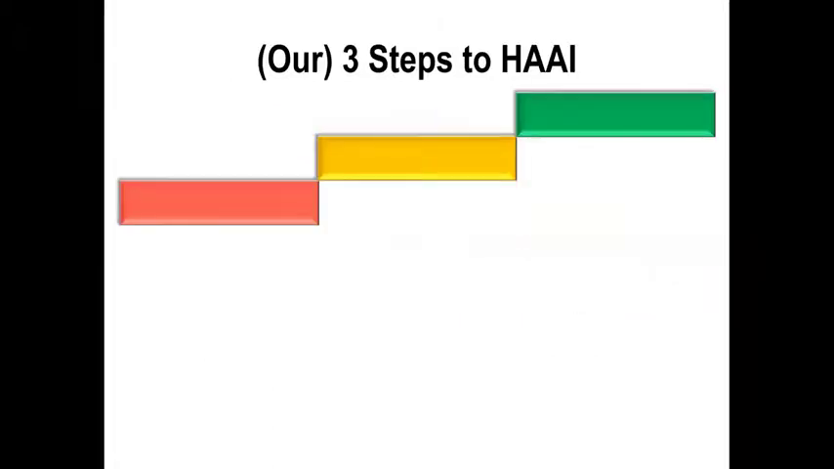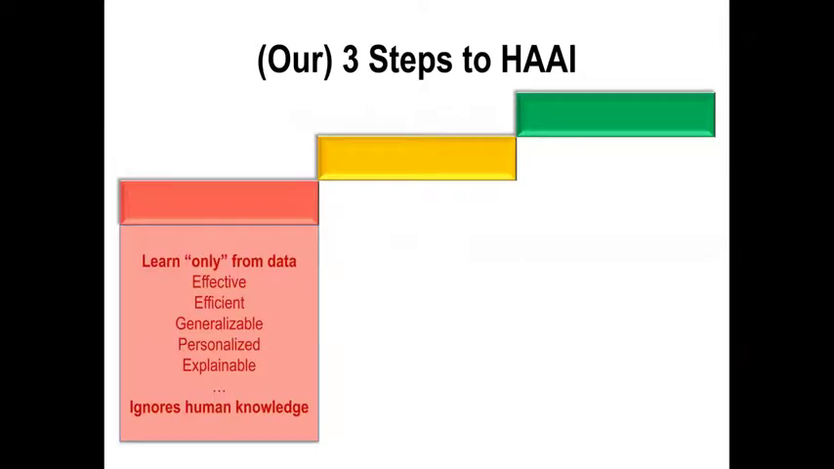in our head, there are three crucial steps for human-allied AI. The first step is where we need effective and efficient reasoning systems. Systems that can operate on data, but are very effective, very efficient, and more importantly, generalizable and explainable, because they need to be presented back to the human. Of course, the problem here is that we treat the human as a mere labeler and we ignore the human knowledge.